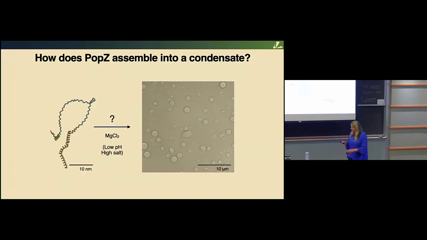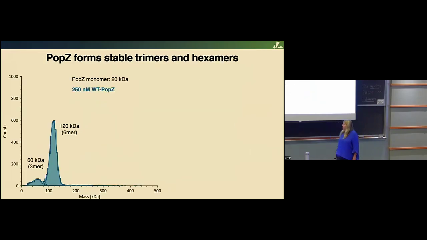So the first thing that Daniel figured out is that for this POP-Z monomer to go into condensate, you need to add magnesium or low pH or high salt. So we have a temporal way to control condensation by adding one of those additives. So first we work in the dilute phase, and here we ran mass photometry, which is a way to get the oligomeric states of your complex. And we found that in the dilute phase, without addition of magnesium, we're getting trimers and hexamers. That's what the protein is doing.